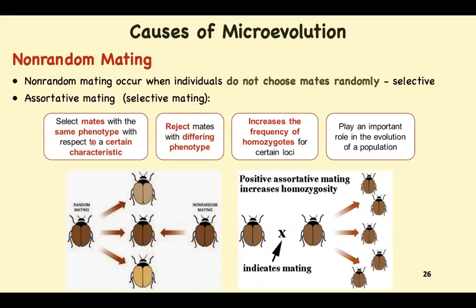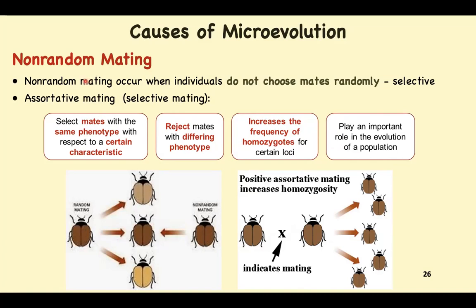So select mates with the same phenotype in respect to a certain characteristic, reject mates with differing phenotype, and this increases the frequency of homozygote for certain loci. Sama ada increased frequency of dominant or recessive homozygote. However, this plays an important role in the evolution of a population. Yes, as I've said before, non-random mating dia tak tukar the allele frequency but tukar the genotype frequency. However, it still plays a role in the evolution of a population.